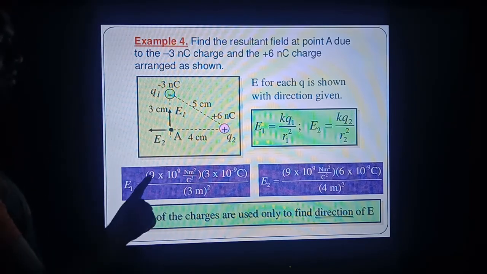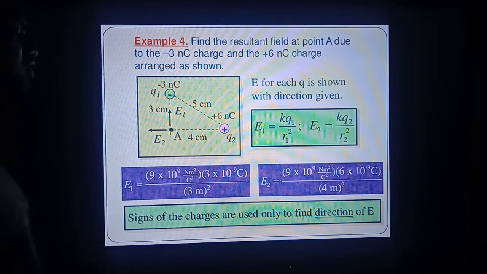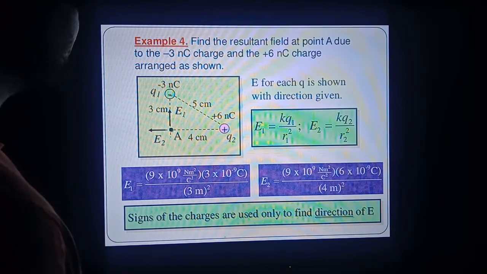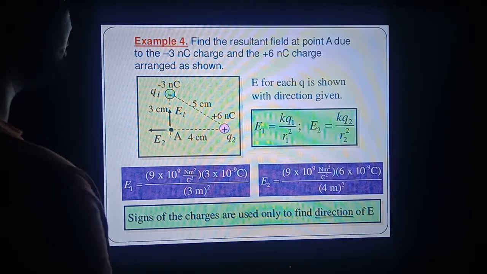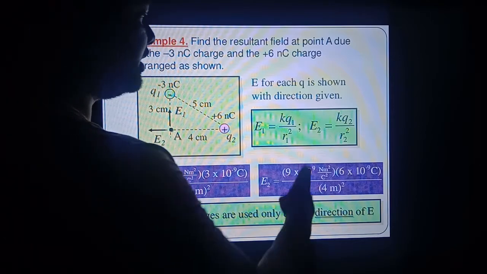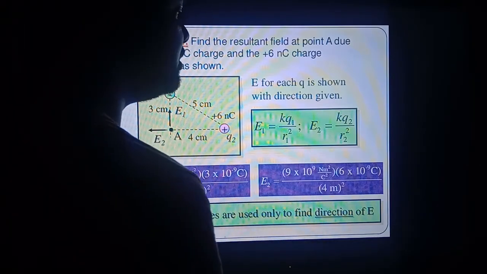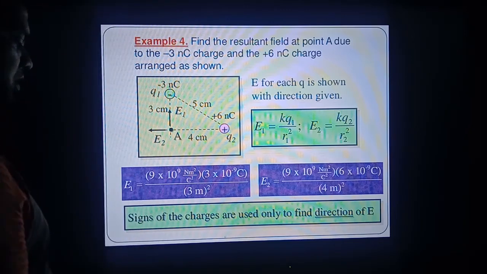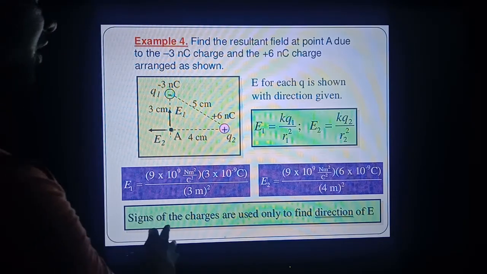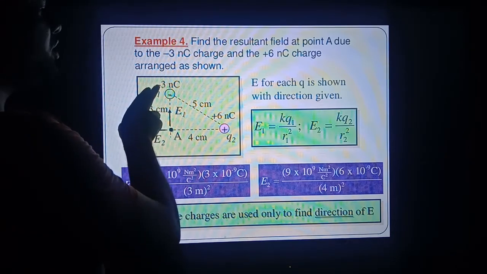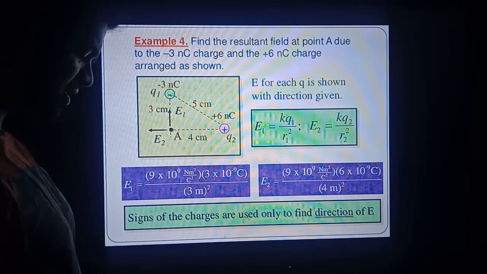So E1 is equal to the value of K, 9 into 10 to the power 9, into 3 into 10 to the power minus 9, this is the charge, divided by 3 square. It is meter, not centimeter. And E2 is equal to 9 into 10 to the power 9 into 6 into 10 to the power minus 9 divided by 4 meters square. Now, the signs of the charges are used only to find the direction of the electric field. Means there is no need to put the negative and positive sign in this.